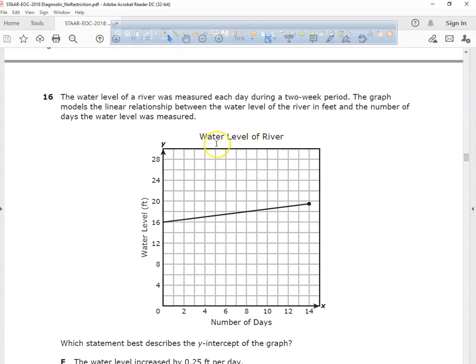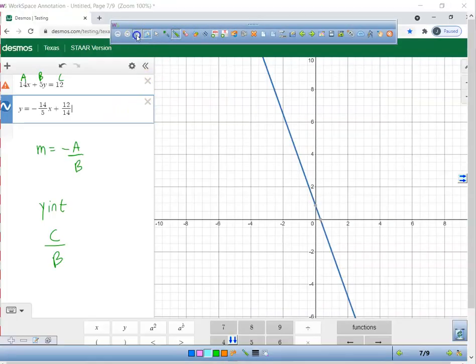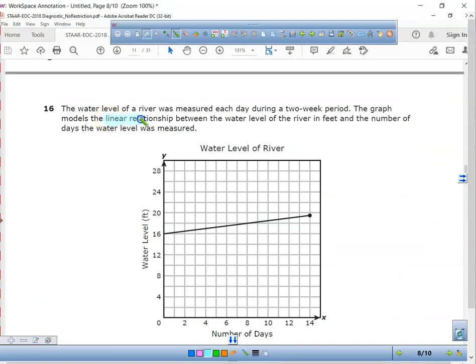All right, here we go. Let's just look at the graph. This is the water level of the river. So you see the level in feet right there? As the number of days goes up, what's happening to the water? It's rising. And it tells us it's a linear relationship. When you guys see linear, you should think y equals mx plus b.